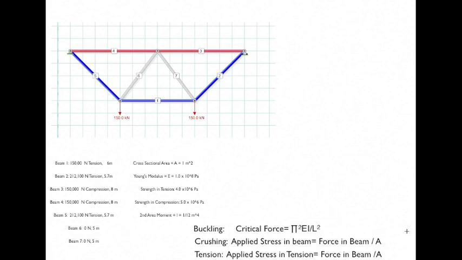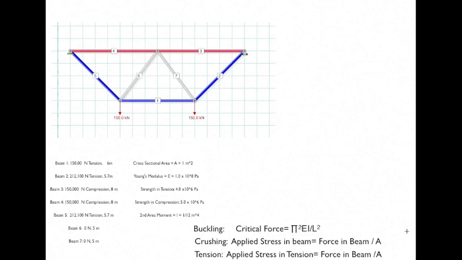We also have the readings for the tension and compression values within each of the beams, along with the length of the beams, the cross-sectional area of the beams, Young's modulus, the beam strength in tension, strength in compression, and the second area moment. All of these factors are important when considering whether the bridge passes or fails.